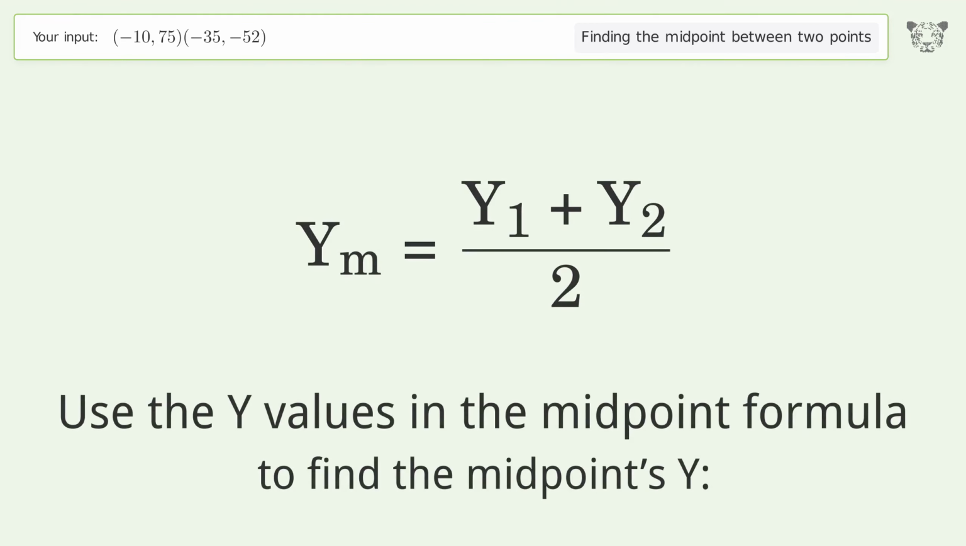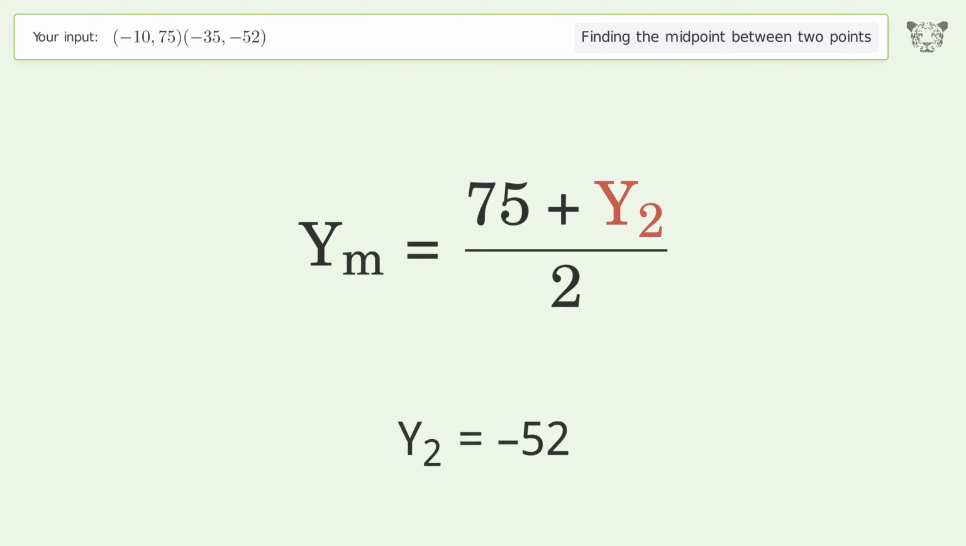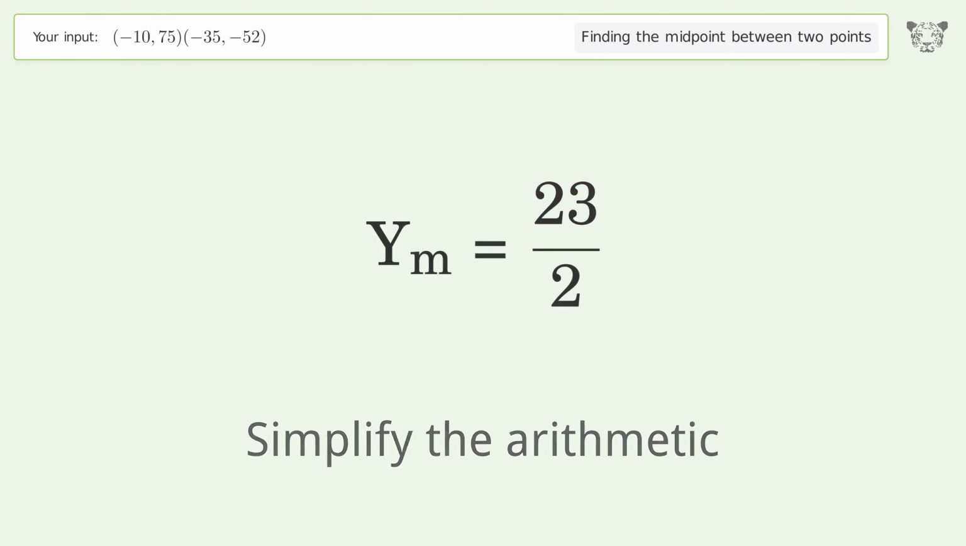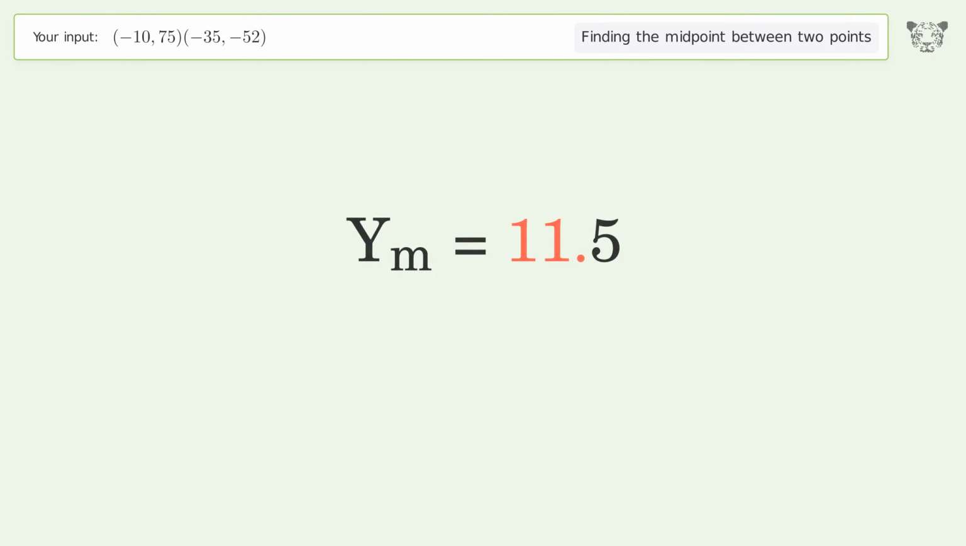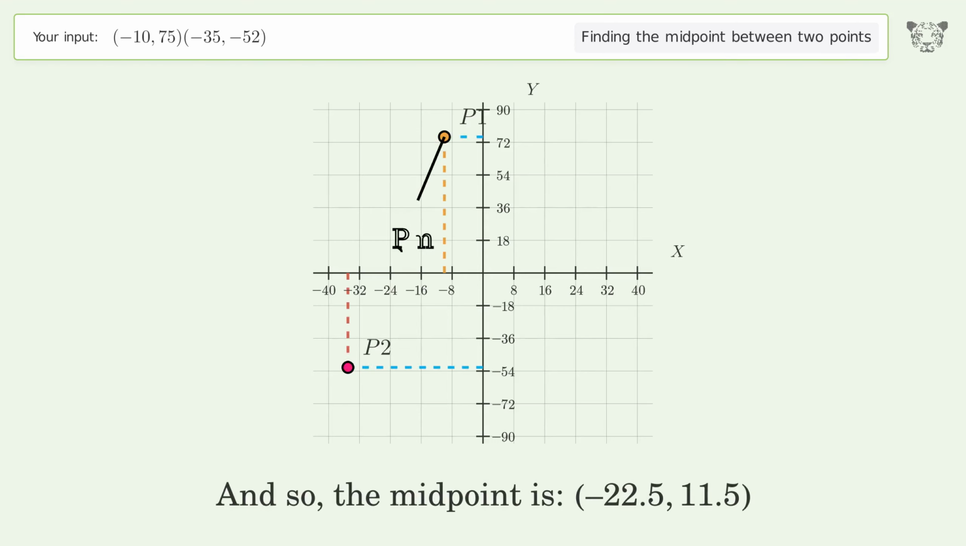Use the y values in the midpoint formula to find the midpoint's y. y1 equals 75. y2 equals negative 52. Simplify the arithmetic. And so, the midpoint is, negative 22.5, 11.5.